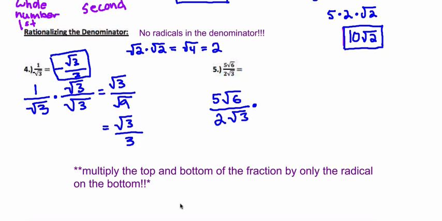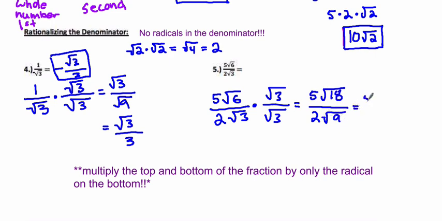Okay, so if you did it the other way, see if you still came up with the same answer here. So I'm going to multiply by square root 3 on the top and on the bottom. And I multiply across, which gives me 5 root 18 and 2 root 9. And now at this point you could divide there, or you could also just go 5 root 18. And then the square root of 9 is 3, and 2 times 3 is 6.